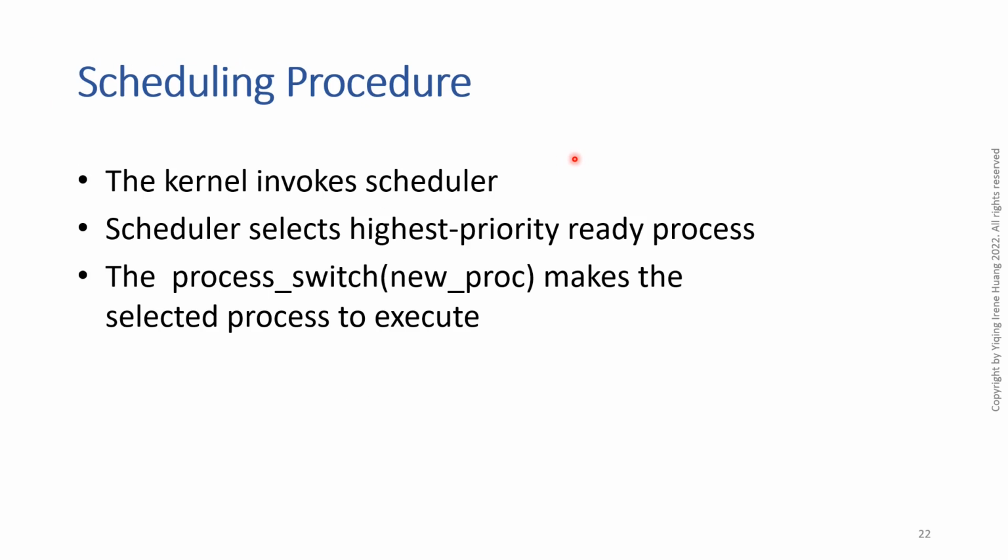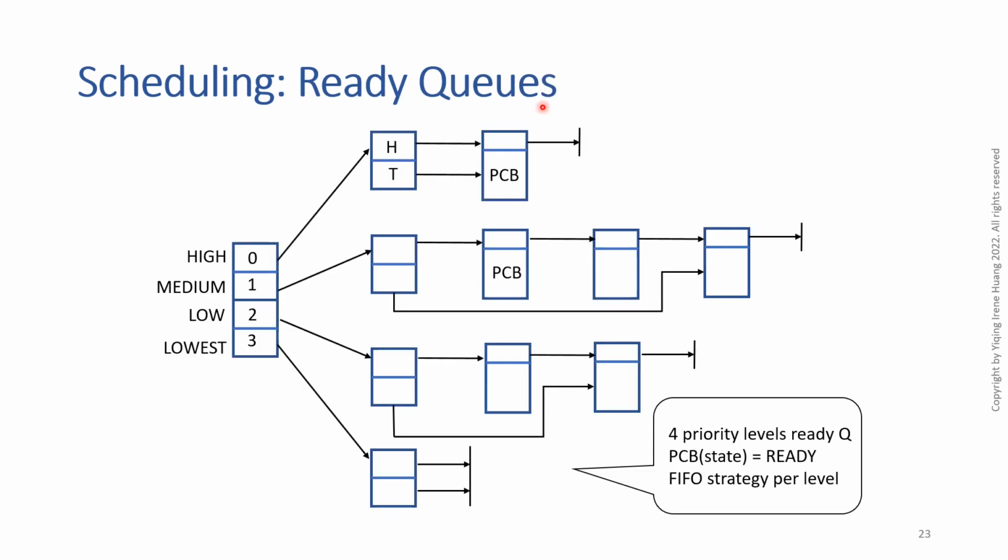The scheduling procedure involves three steps. First, the kernel will invoke the scheduler. Then the scheduler will select the highest priority ready process. Then finally, the process switch function gets invoked to switch in the new process. And we already have a process switch function done for you in the starter code that does most of the work.